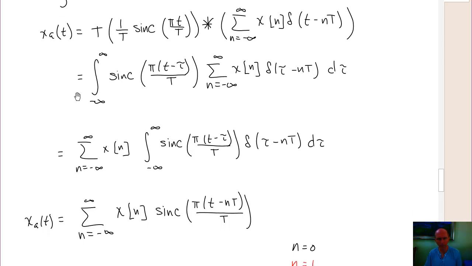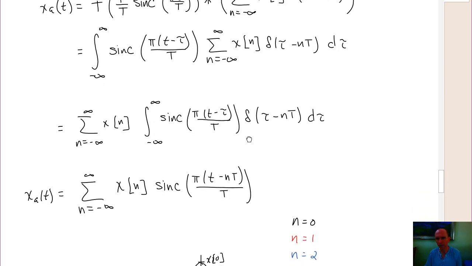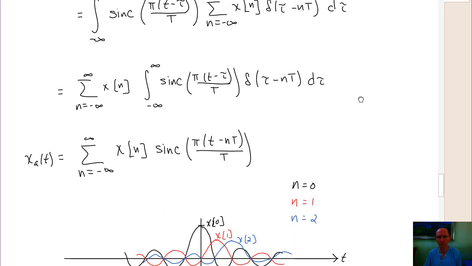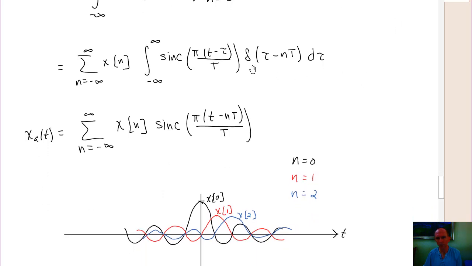Again, let's interchange the order of the summation and the integral. We take out everything that doesn't have tau, and inside the integral we get this. We like this integral because, again, when we have these infinite integrals with impulses, it's easy to evaluate, right? It's just the function evaluated where the impulse is infinite. And we know that this impulse is infinite when tau is equal to nt. So we evaluate this function when tau is equal to nt, and this is what we get.